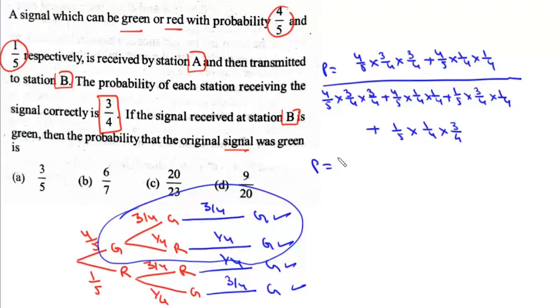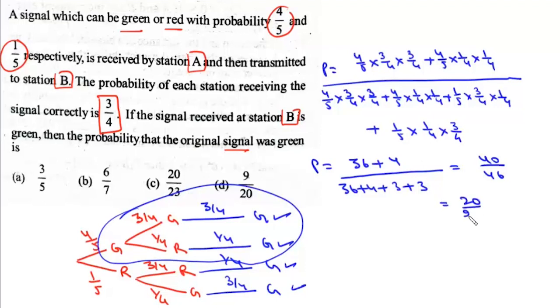So this probability will be 36 plus 4, divided by 36 plus 4 plus 3 plus 3. Now this is 40 divided by 46, which is 20 by 23, and that's your option C.